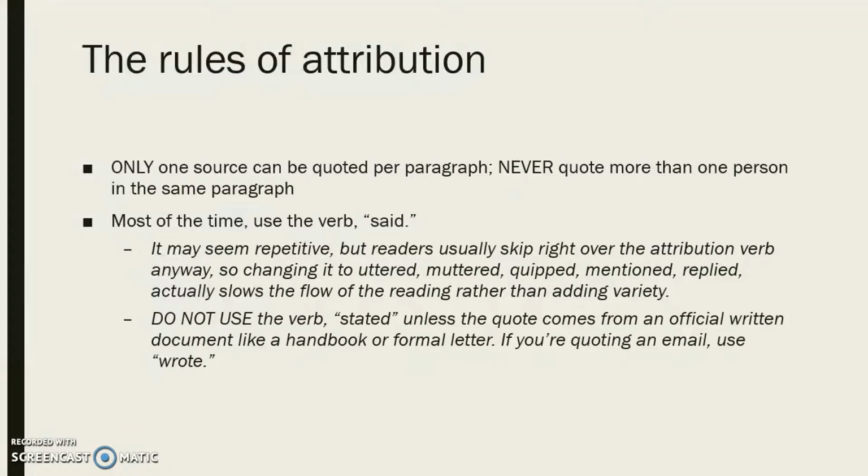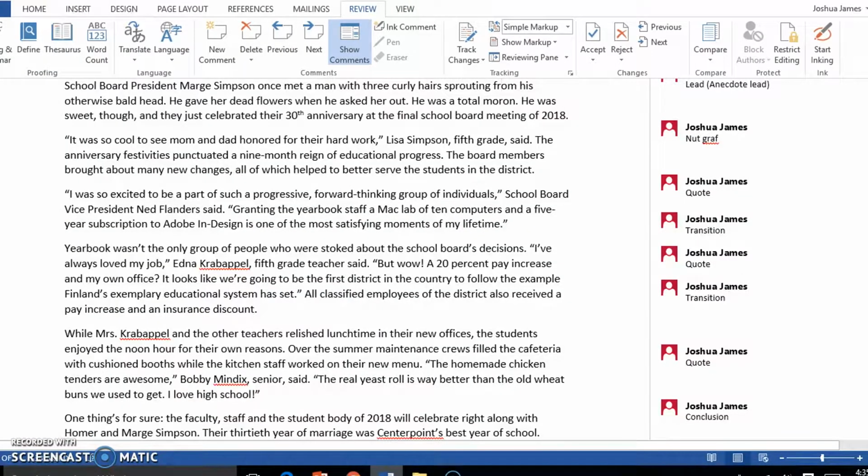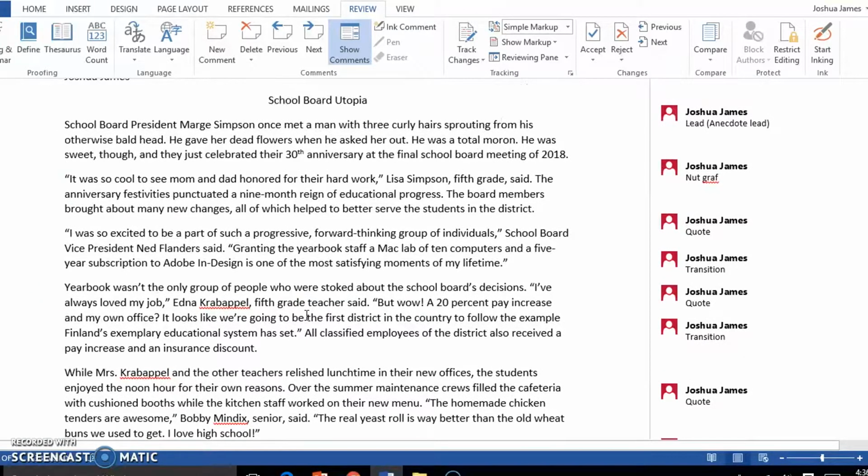Okay, now we're going to look at an example. I just wrote this in a few minutes, so don't be too hard on me. And again, it's a first draft, so Ernest Hemingway said the first draft of anything is crap, except he used a different word.